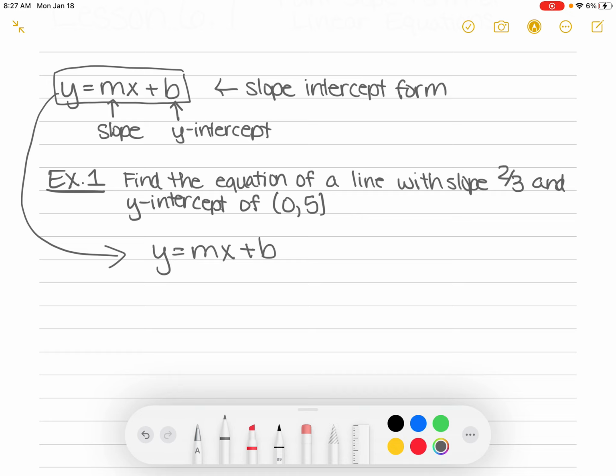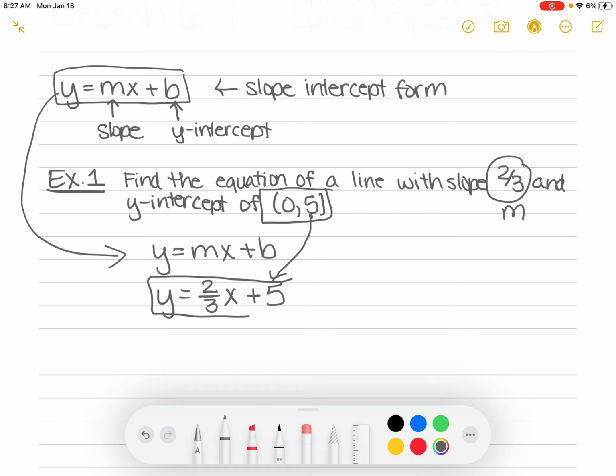Okay, so we know what m is, right? This is m because it's slope. So instead of m, I'm going to write 2/3 x. And then we know what b is because this is the y-intercept. So we only take the y part for b. So that's 0.5. And that's it.